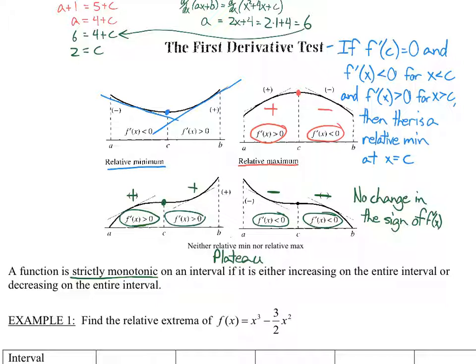So here it's monotonic. It doesn't change sign. It's constantly increasing on the interval or decreasing on the entire interval. We would say it's strictly monotonic. So that's just a term I want you to be familiar with a little bit.